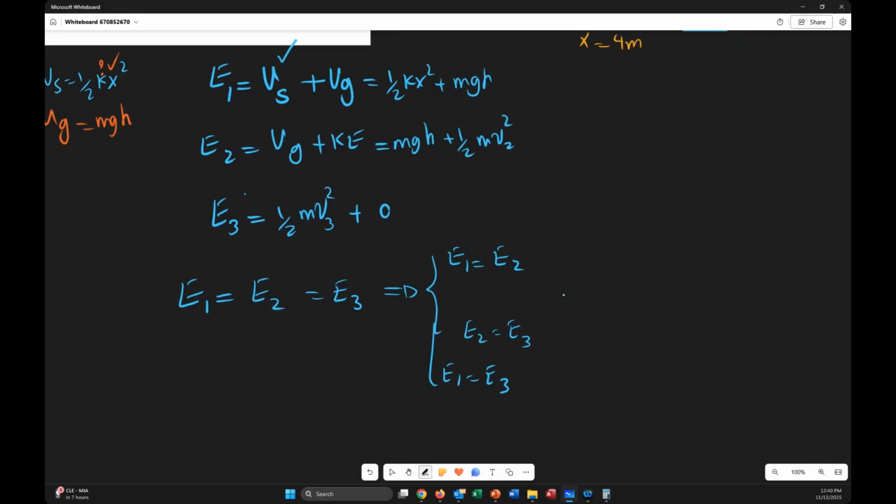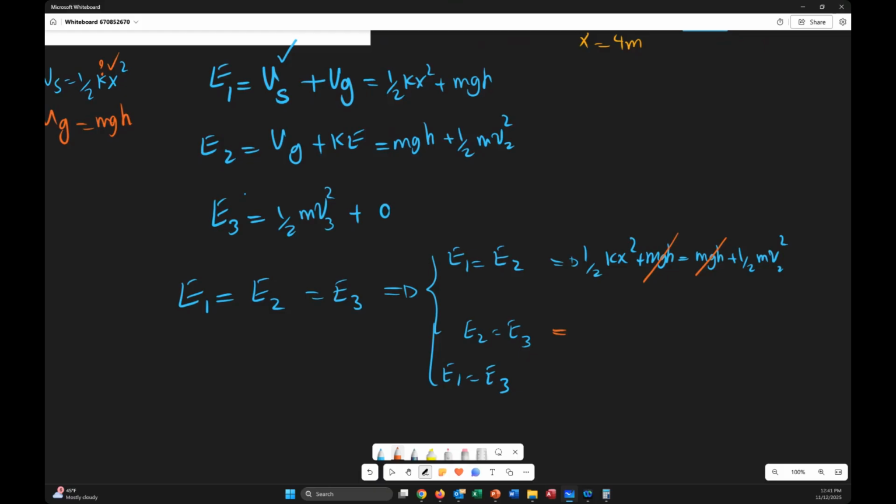What is the energy at 1? 1/2 k x squared plus mgh, yes? What is the energy at 2? Just kinetic energy and potential energy: mgh plus 1/2 m velocity squared. What happened here? Cancel each other, yes? Good.